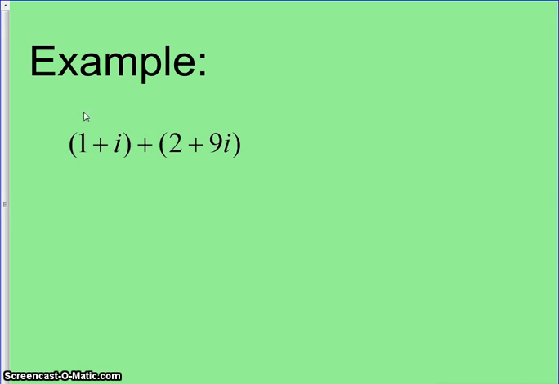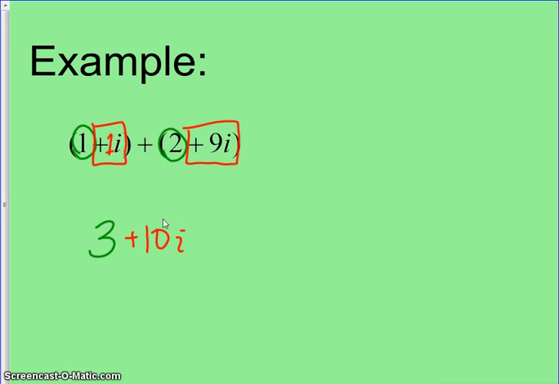Alright, doing the same thing here. Here is 1 plus i, and I'm going to add it to 2 plus 9i. So I circle the real parts in green, because that's the color I have on hand, and then plus i and plus 9i. So let's go ahead and add them. 1 plus 2 is 3. i plus 9i is 10i, and the reason it's 10i is because there's an understood 1 in front of this i. So your final answer for this is 3 plus 10i.